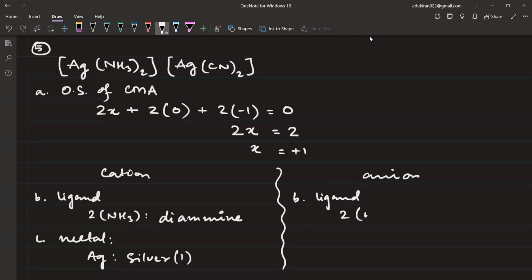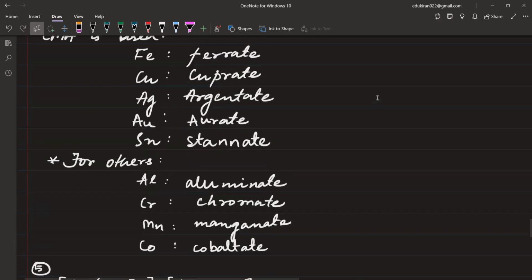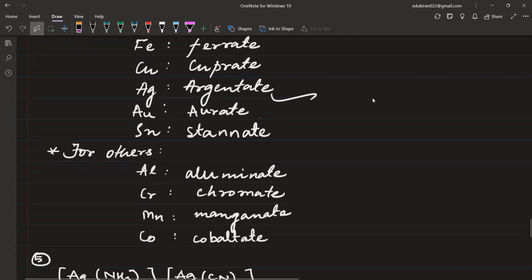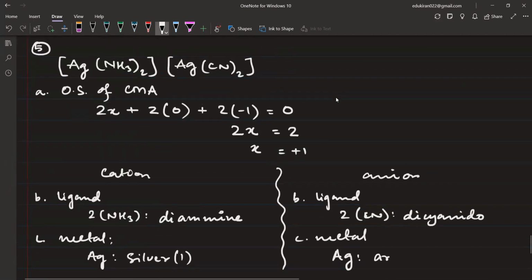Okay. In anion, what do we have as ligand? Ligand is 2CN. This will be cyanide, and then the metal. In this case, how will I write the Ag? When the Ag is in anion, what will it be? Argentate, right? So I'll write this as argentate. Got it, guys? Yes, sir.